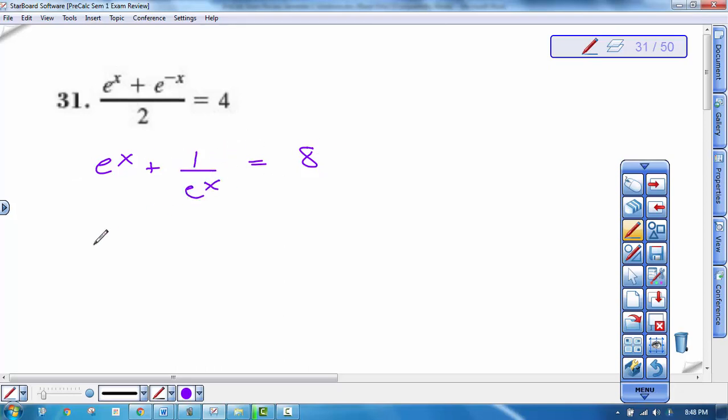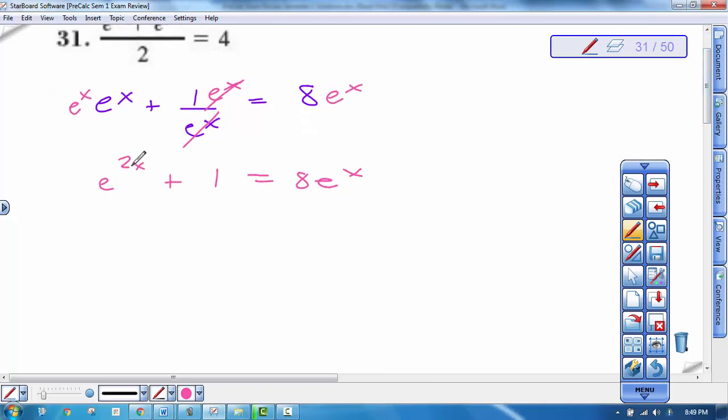Then I can multiply through by e to the x, and if I multiply through by e to the x, I end up getting e to the x times everything. So these would cancel, and you just get 1. E to the x times e to the x is really e to the 2x, because when you multiply like bases, you add the exponents. Plus 1 equals 8 e to the x.